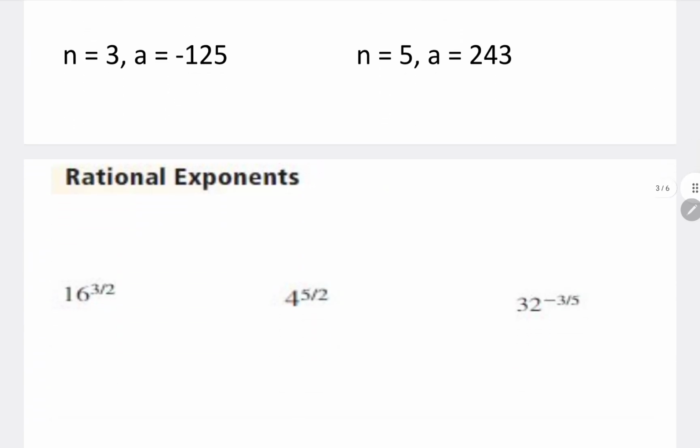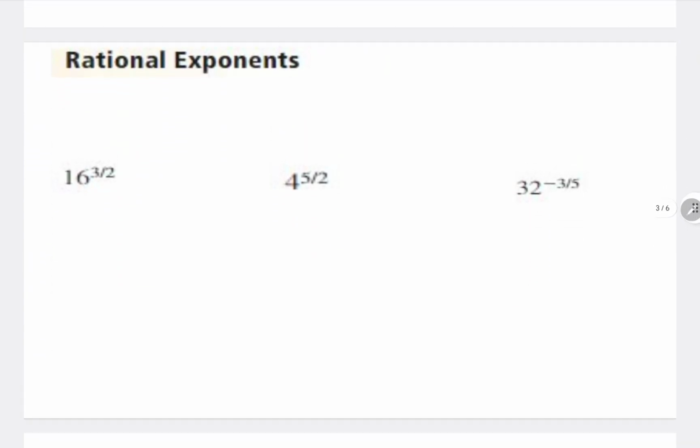All right, let's move on to rational exponents. With rational exponents, again, that's exponents that are fractions. Some examples would be like 4 to the 1/2 power. That's the same thing as the square root of 4. You may not have known that before. Or 27 to the 1/3 power is the same thing as the cube root of 27.